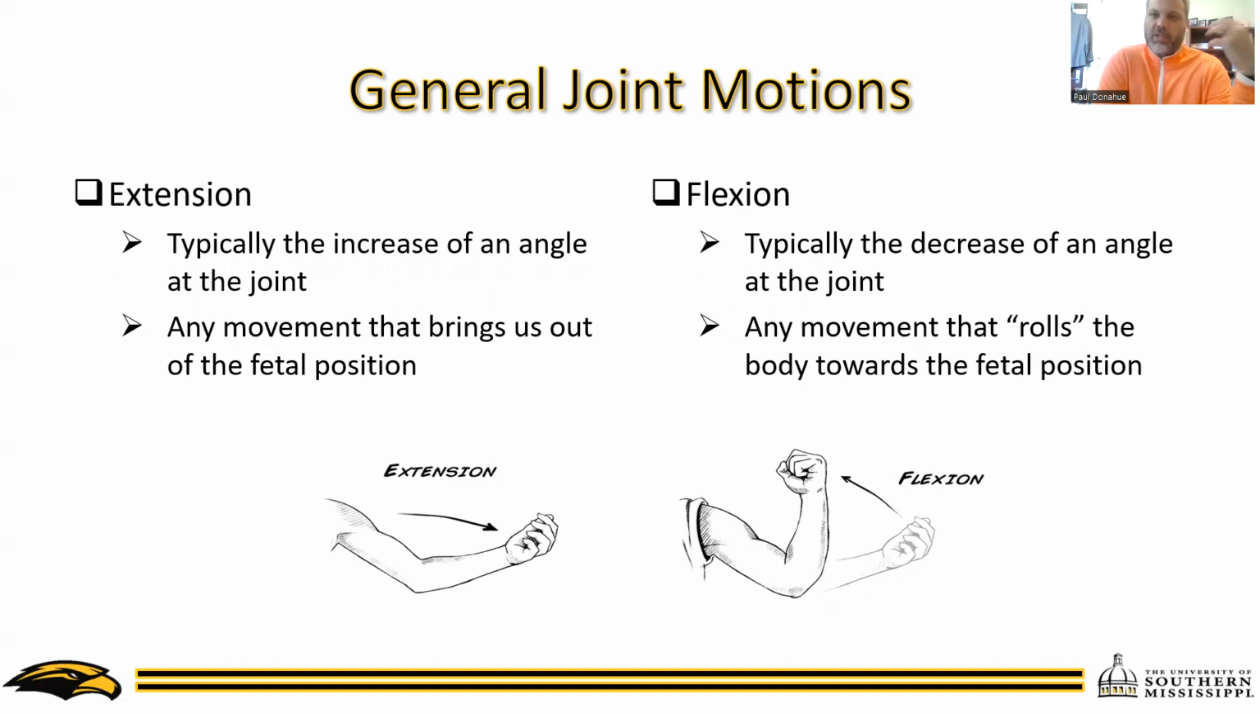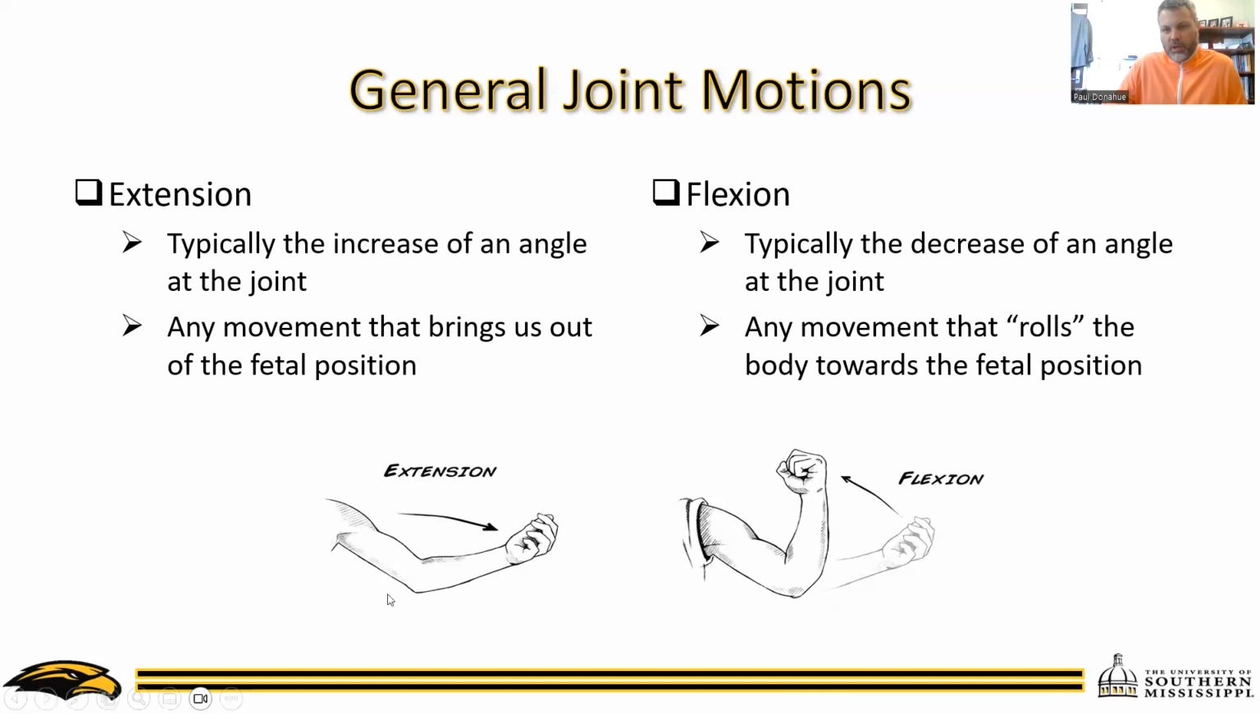Flexion is when that angle gets smaller. So we're typically bringing something to us. Another way that we can think about this is if we're coming in or out of the fetal position. So if we think about getting into that fetal position, all these joint angles.